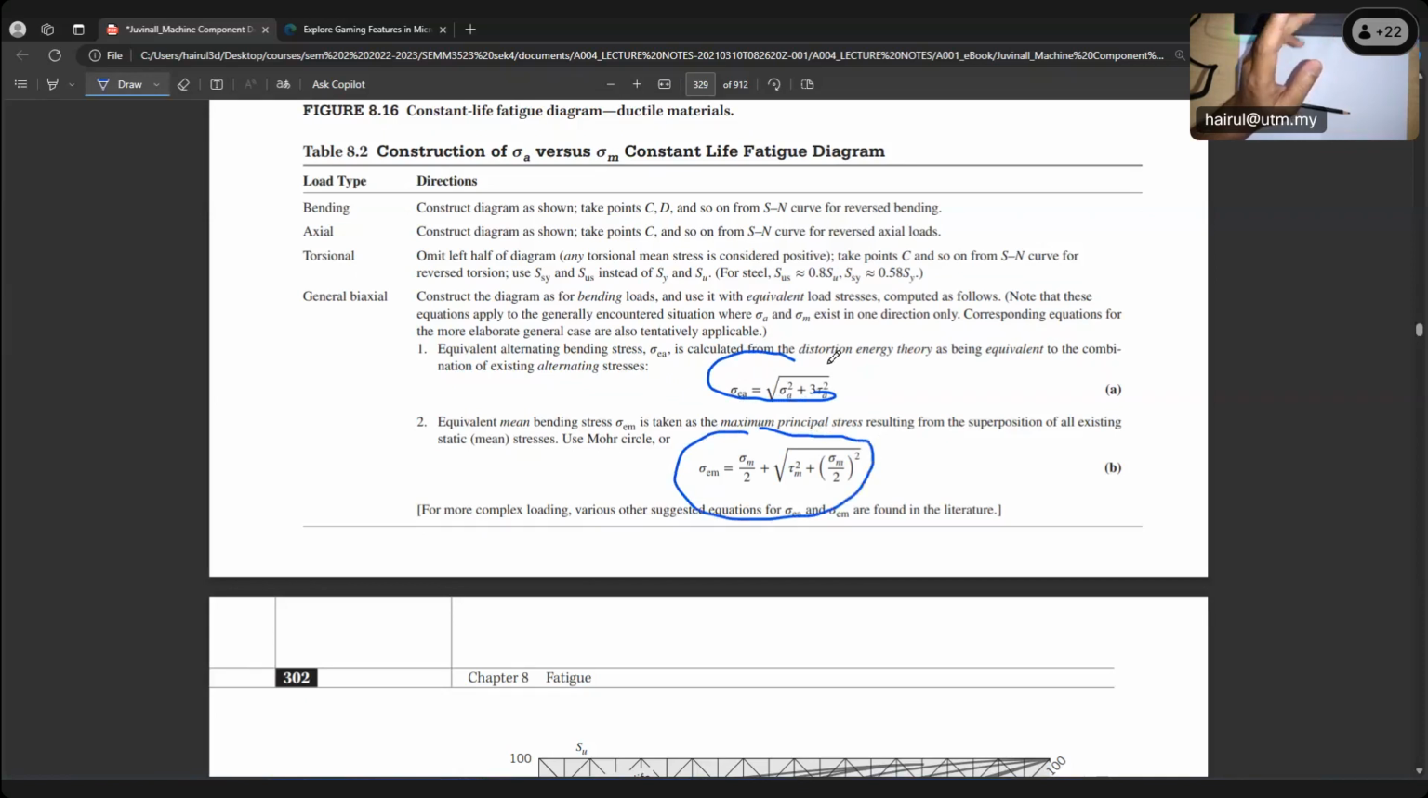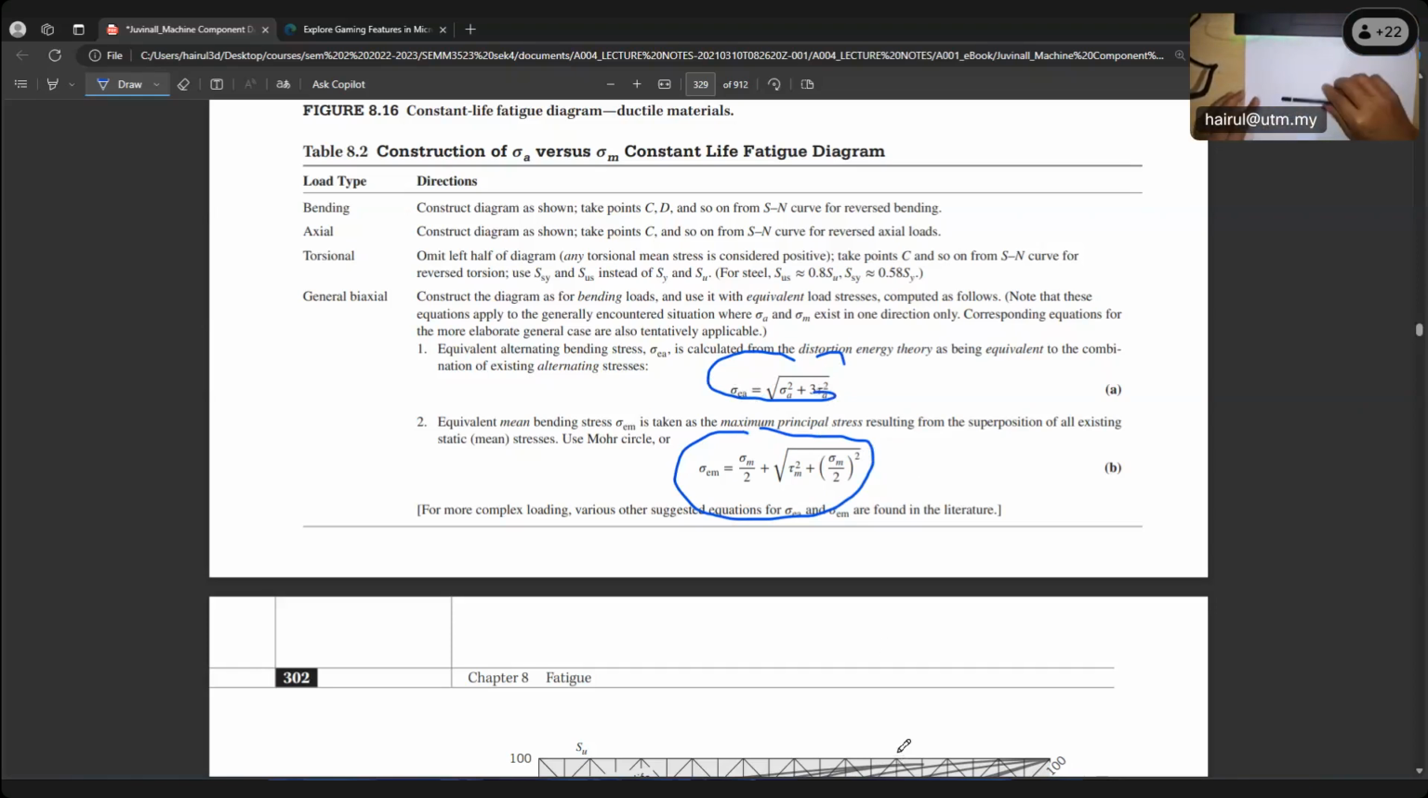In the previous example we already discussed how to find sigma EA and sigma E mean. Sigma E mean is the square root of sigma mean squared plus 3 tau mean squared. Sometimes, for example for a shaft, tau has a mean value but no alternate. Torsional stress remains constant for a long time, so it doesn't have an alternate component. Here alternate is 0. So now you've got sigma EA and sigma EM.